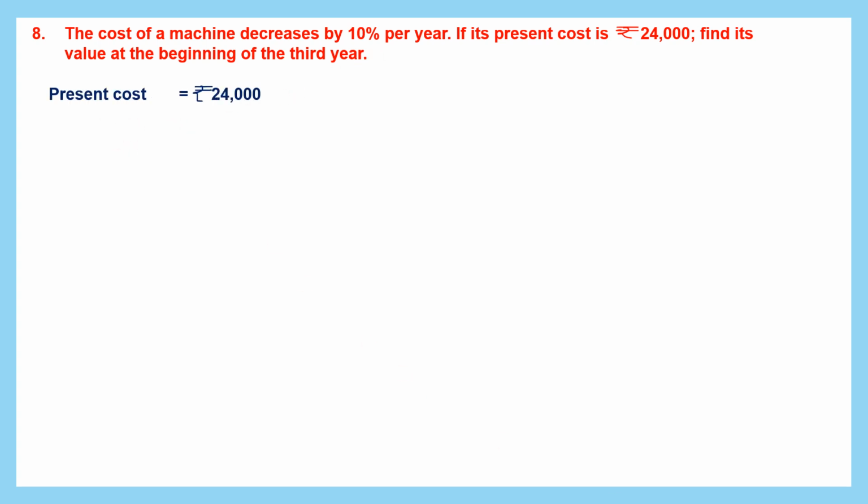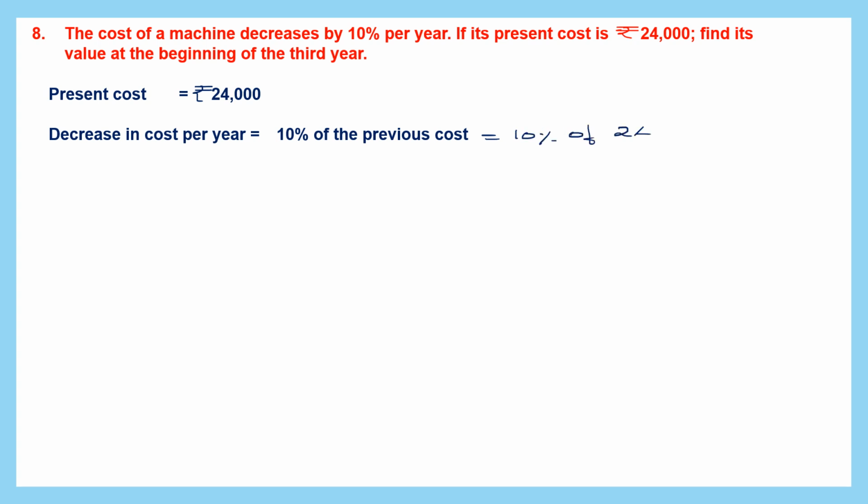So let's write that, rupees 24,000. Then the decrease in cost is 10% of the previous cost. So this is 10% of the previous cost, 24,000 rupees. So this is 10 by 100 into 24,000. So here let's simplify this. I can remove one zero here, one more zero here. So what do I have? I have 2,400. So decrease in cost per year is 2,400 rupees.